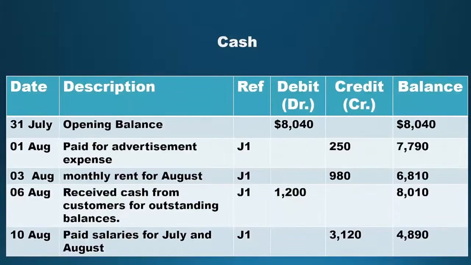Cash ledger. 1. Date. Write the date, August 10. 2. Narrative. Add the narrative. Paid salaries for July and August. 3. Reference. Include the journal reference, J1. 4. Amount. Enter $3,120 in the credit column. We credit cash because the company is spending money, and decreases to cash are recorded on the credit side.